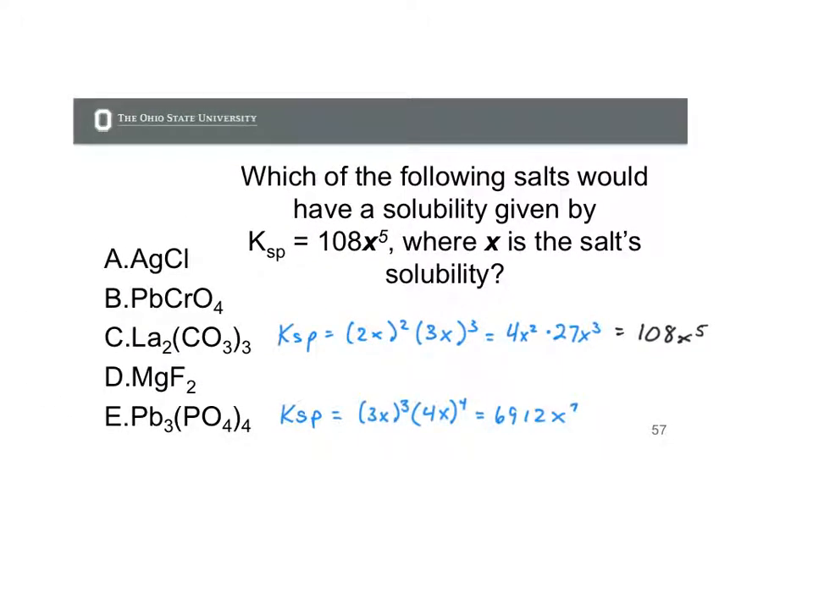What about for silver chloride? That's going to be x squared for KSP. Chromate, same thing, x squared. Magnesium fluoride, 4x cubed. Fun, right? That make sense?